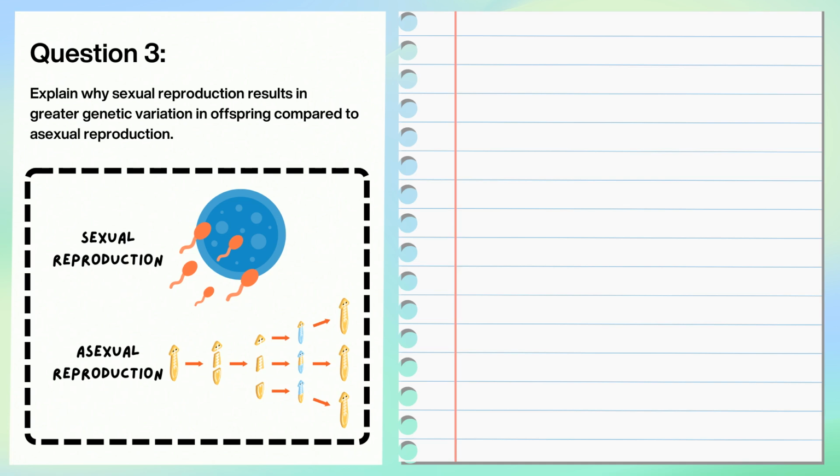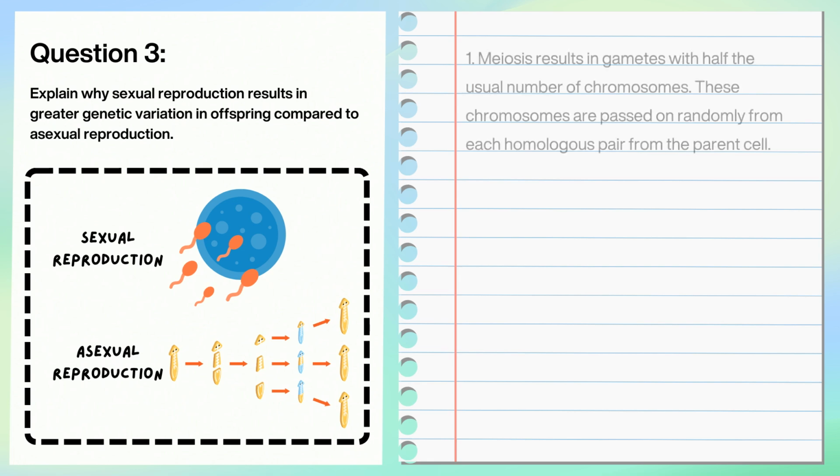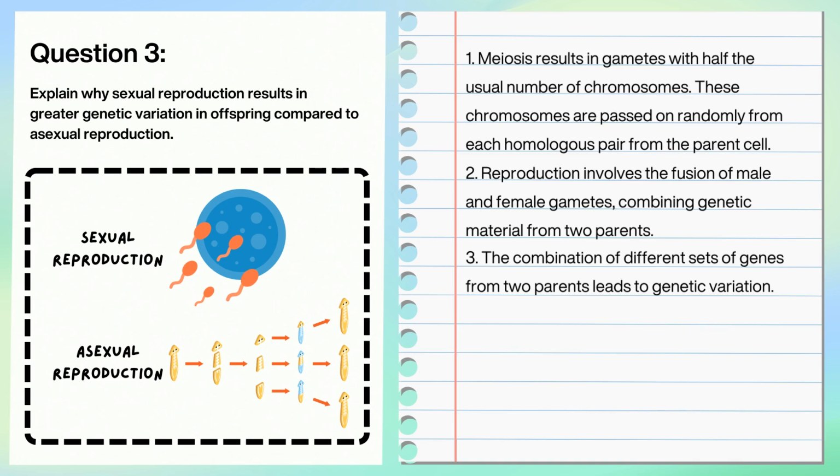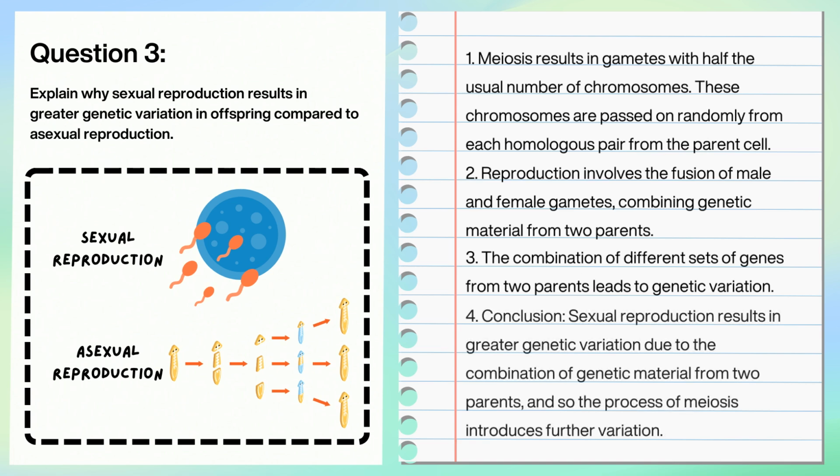Let's look at one last question. We need to explain why sexual reproduction results in greater genetic variation in offspring compared to asexual reproduction. Meiosis results in gametes with half the usual number of chromosomes. These chromosomes are passed on randomly from each homologous pair from the parent cell. Reproduction involves the fusion of male and female gametes, combining genetic material from two parents. The combination of different sets of genes from two parents leads to genetic variation. Therefore, sexual reproduction results in greater genetic variation due to the combination of genetic material from two parents, and the process of meiosis introduces further variation.